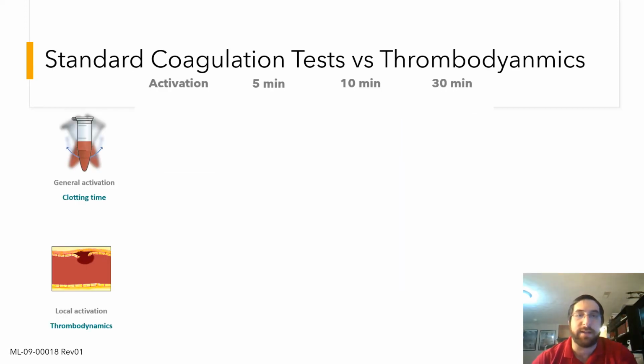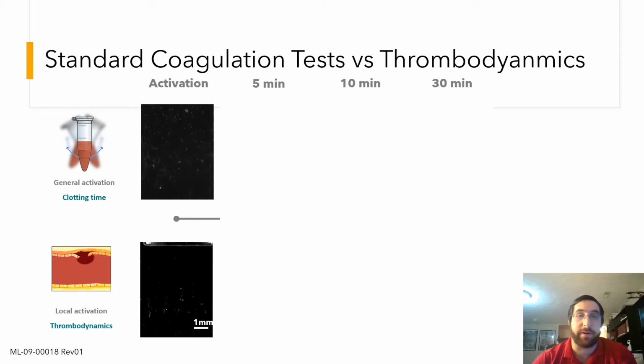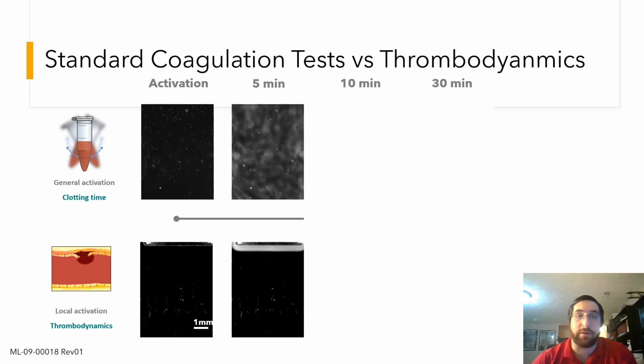For this slide, a PT test was performed in the Thrombodynamics cuvette without addition of the insert and compared to the Thrombodynamics test with the insert. At activation, there is very little difference between the two. By 5 minutes, significant general clotting can be seen in the test above, while the Thrombodynamics test below shows a clear clot front that has progressed a short distance from the activator.